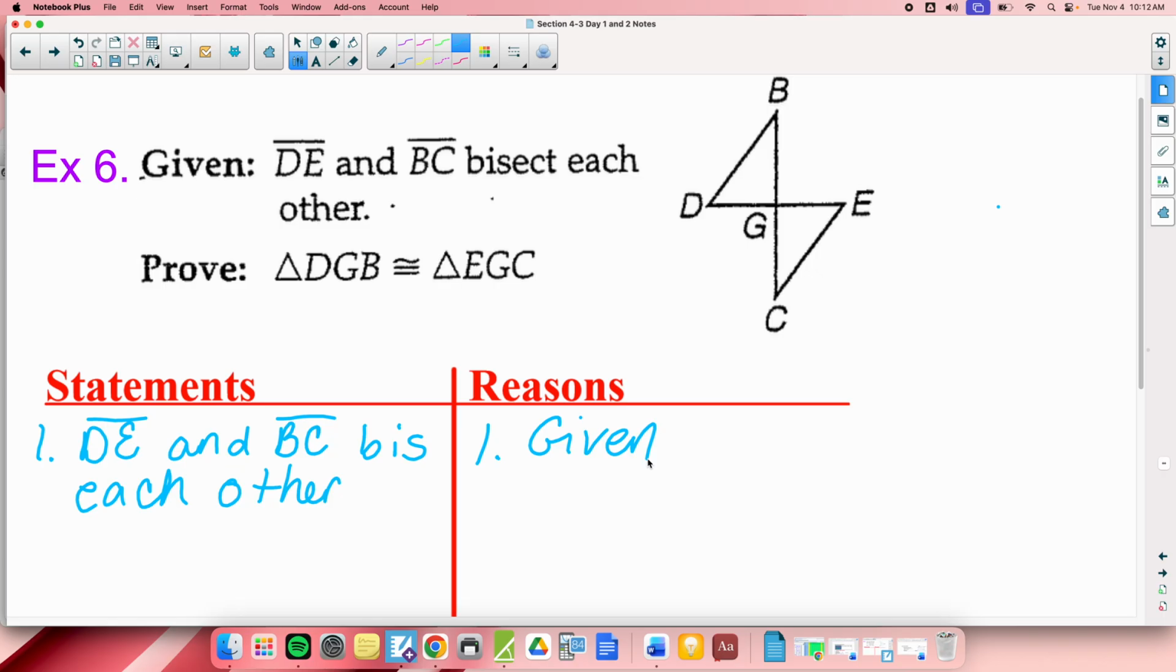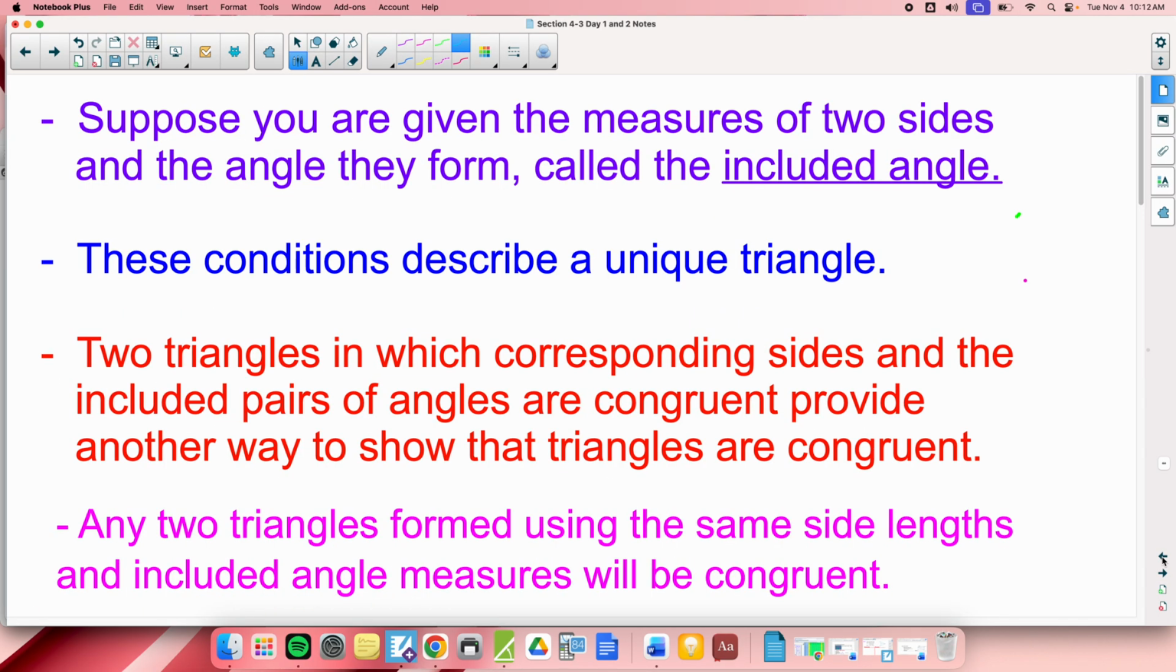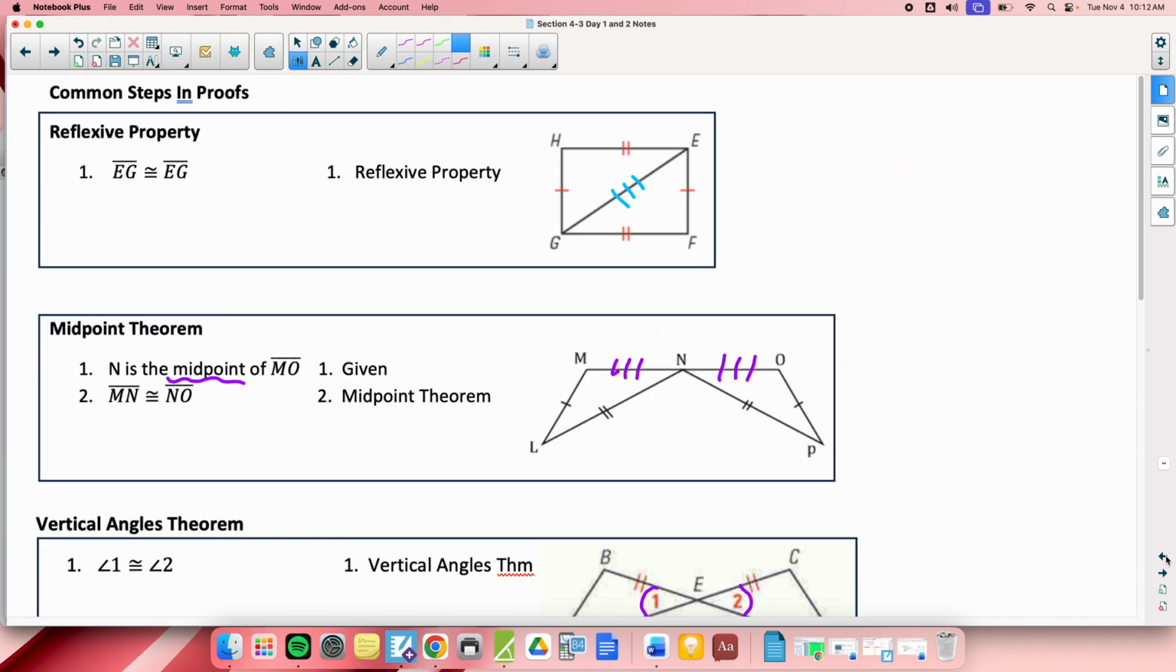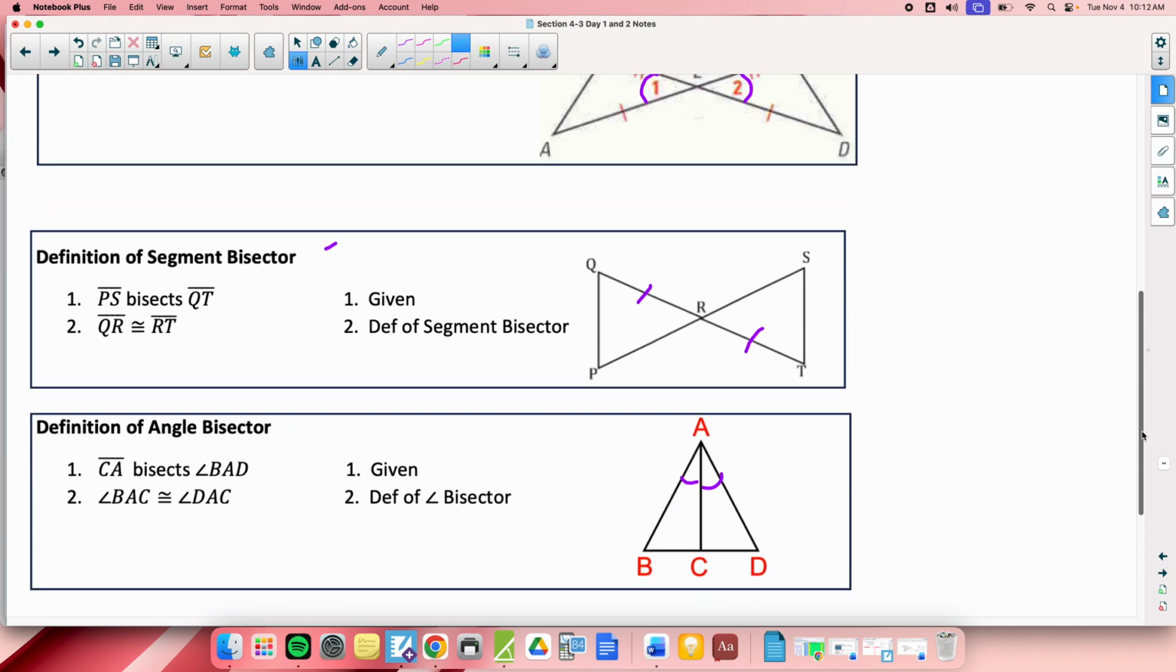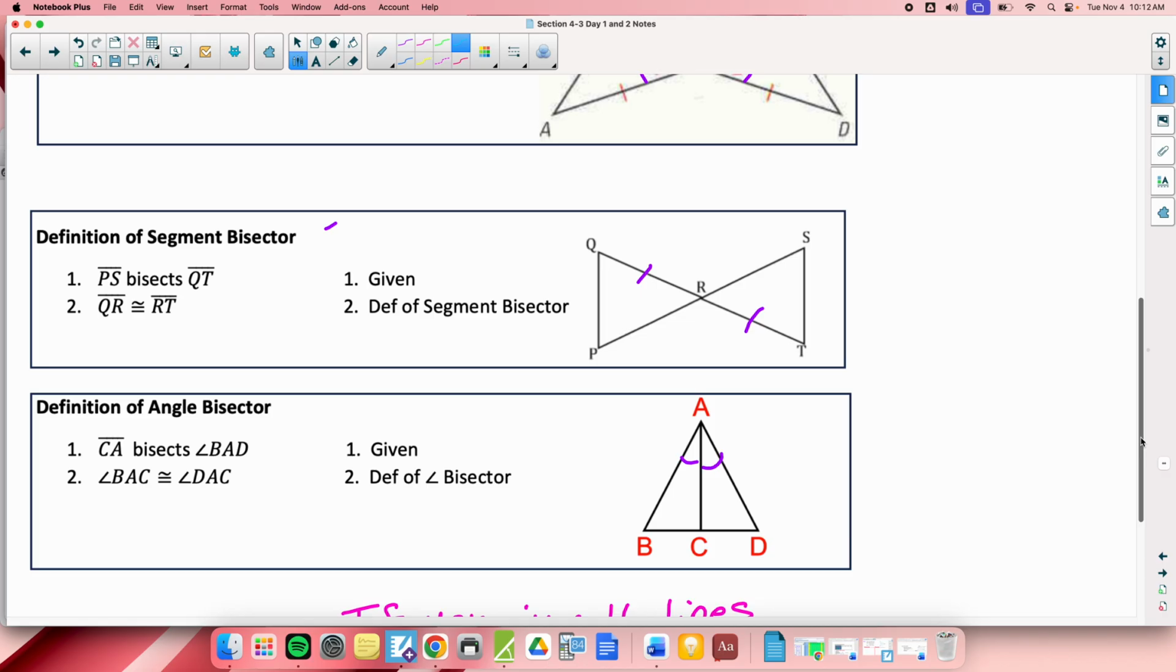Okay, now DE and BC bisect each other. What does that mean? The bisect one, just so you know, is down here. So this would be any time you have a segment bisecting another segment. This one would be definition of segment bisector, and you show that it cuts the segment in half.